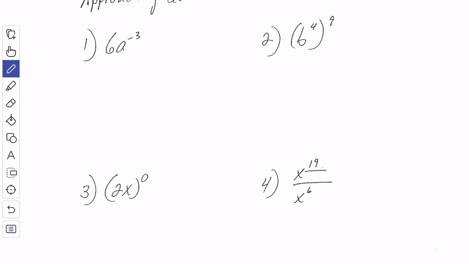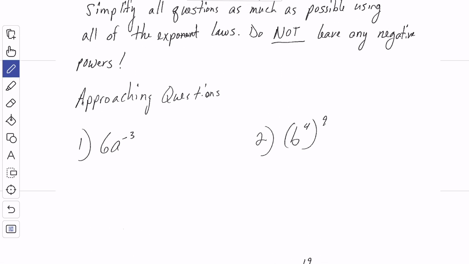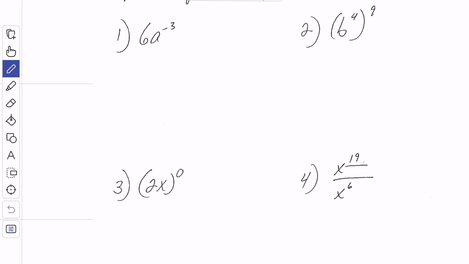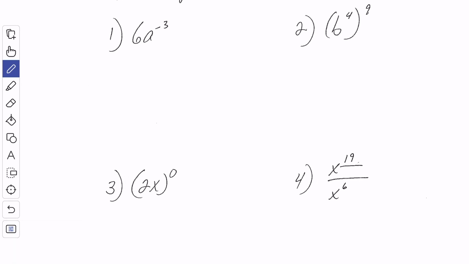All right, so for this one here, the instructions say to simplify as much as possible using all of the exponent laws and do not leave any negative powers. So that means I'm not telling you which one you're working on. You have to know when you're looking at it.